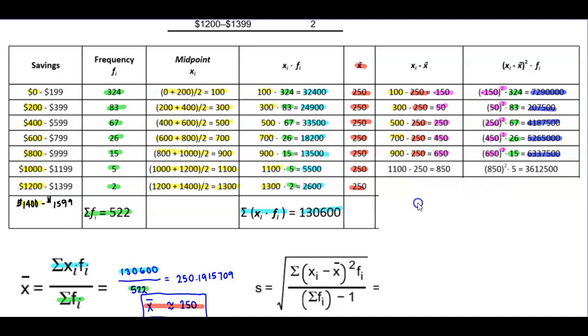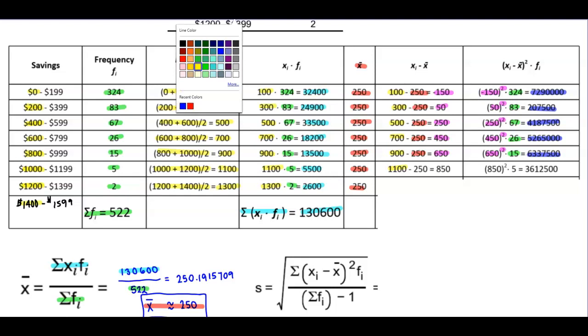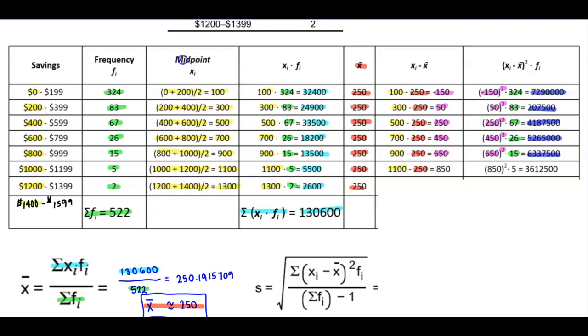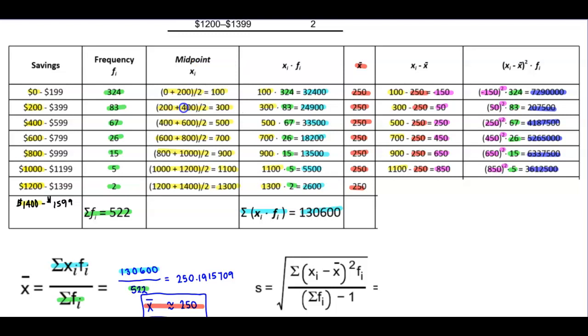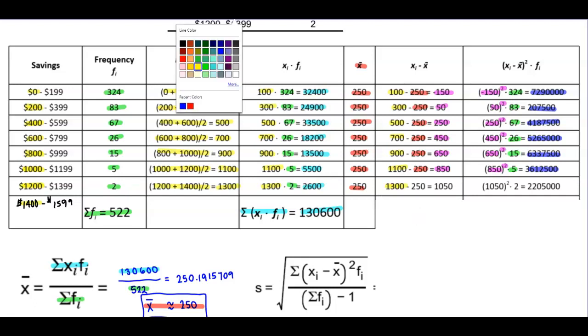When we multiply it by 15, we're going to get 6,337,500. Okay, next, the next midpoint is 1100, and we're going to subtract the sample mean of 250 to get 850. And then we're going to take this 850 and square it, and then multiply it by its frequency of 5 to get a total of 3,612,500.